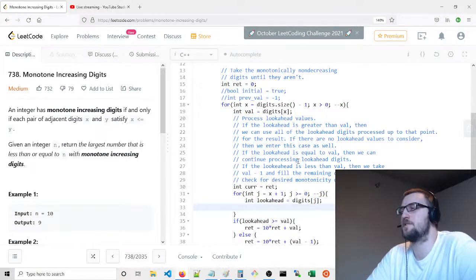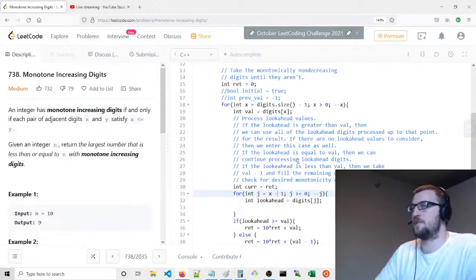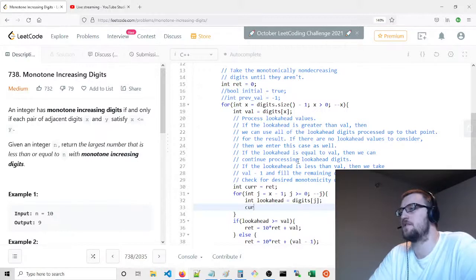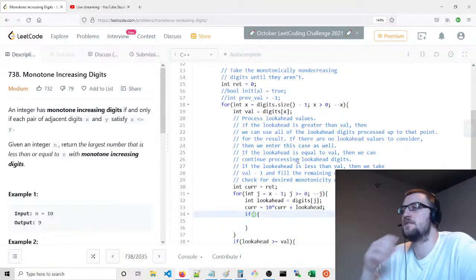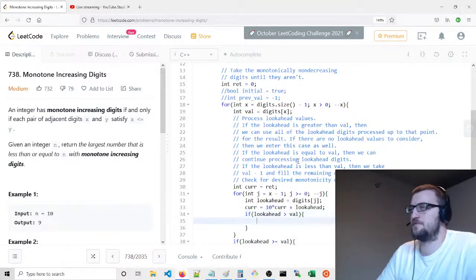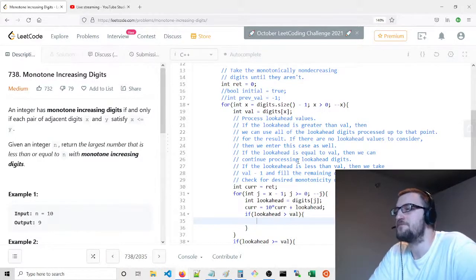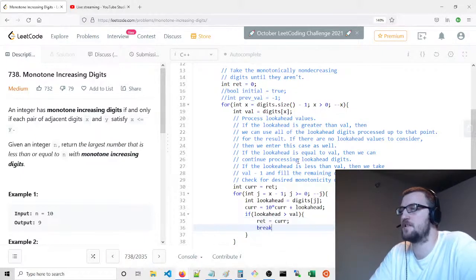Then we're going to say it's x minus 1, by the way, not x plus 1. And then we're going to say current equals 10 times current plus look ahead. We'll say if look ahead is greater than value, do the following. So we can actually just break here, I think. We could say ret equals current and break.